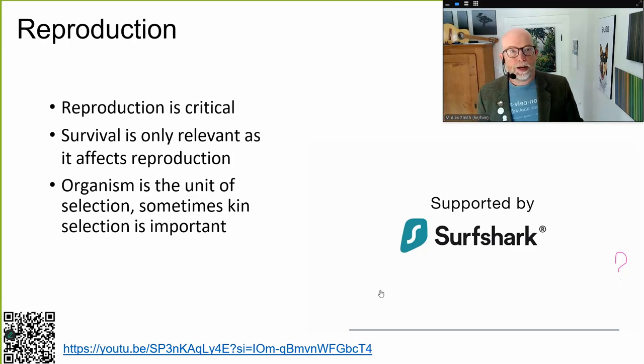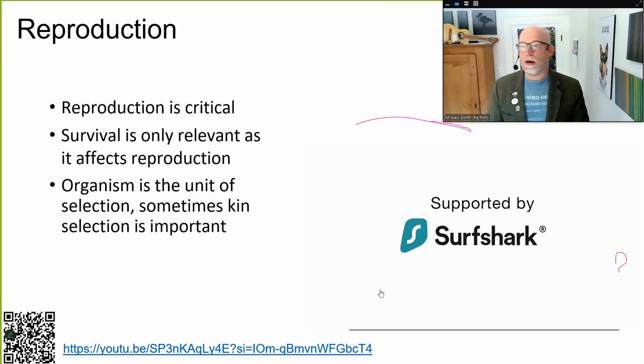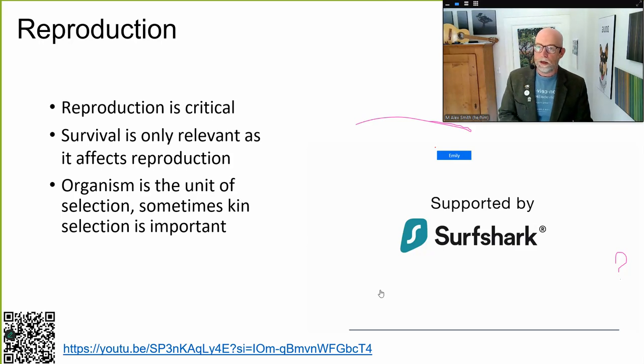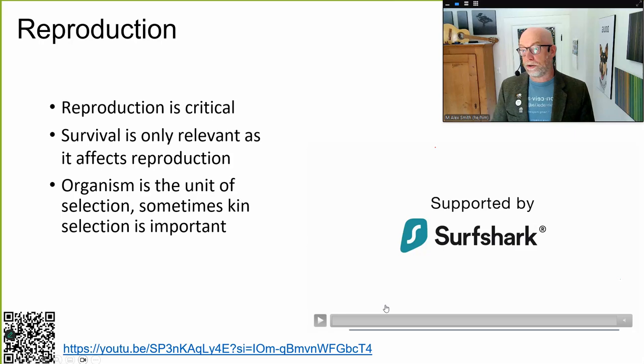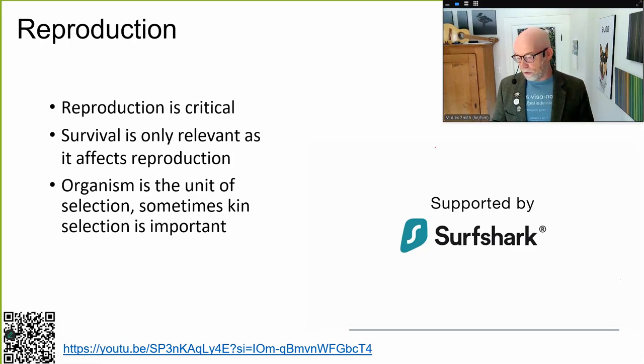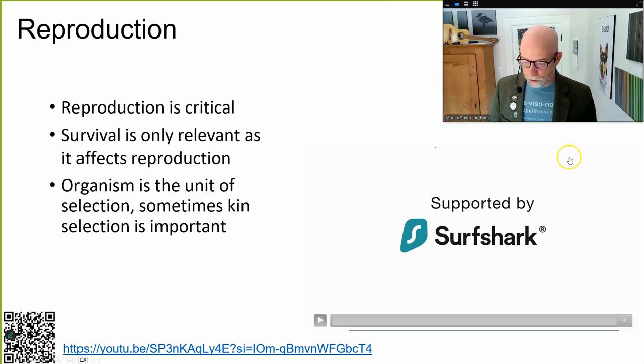Let's switch gears for the next, say, 10 minutes or so and talk about reproduction, with some statements that make sense. Reproduction is critical. Your survival, from an evolutionary perspective, is relevant only as it affects reproduction. That's a very strict Darwinian way of thinking about things. But it lets us then think about the unit of selection as being the individual, the organism, and sometimes the relatives.